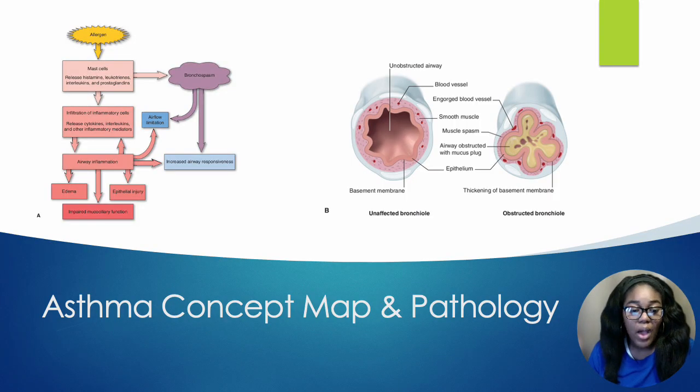So let's talk a little bit about what happens at the cellular level in an asthma attack. So again, you have that allergen, that's pollen or pet dandruff or just flowers in general, something that triggers the inflammatory response. And as a reminder, your inflammatory response includes your mast cells. Mast cells release histamine, leukotrienes, interleukins, and prostaglandins. And then it has that robust inflammatory response. That results in the release of cytokines, interleukins, and other inflammatory mediators. So again, your inflammatory response is mounting and mounting against this allergen that is causing this asthma attack.